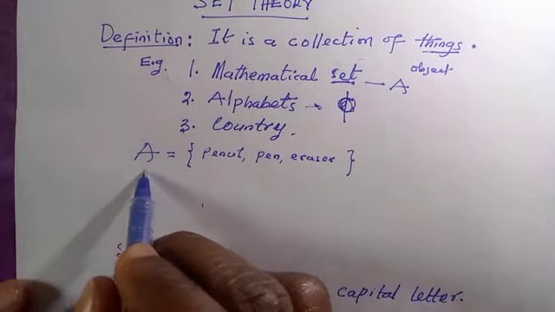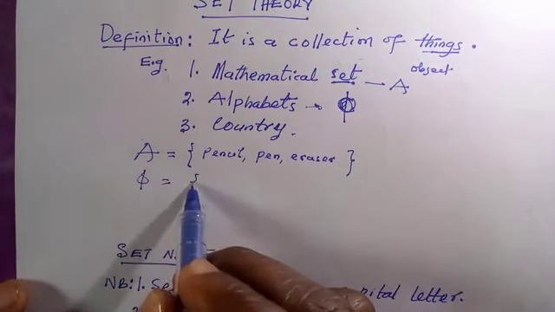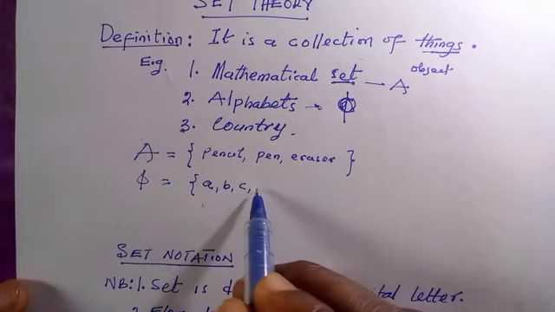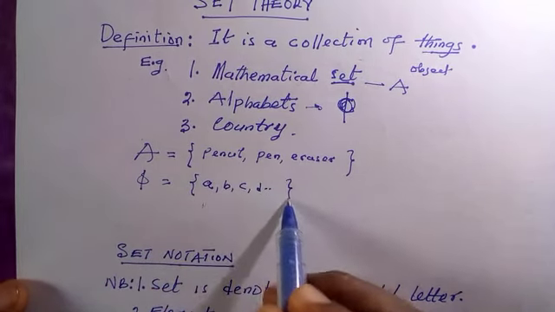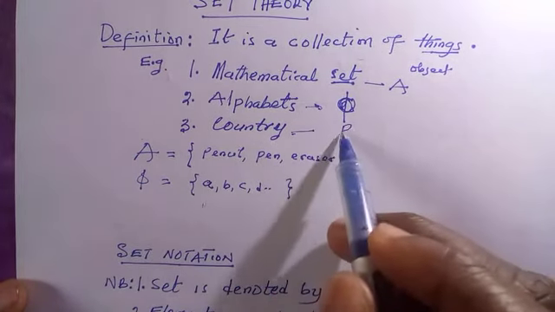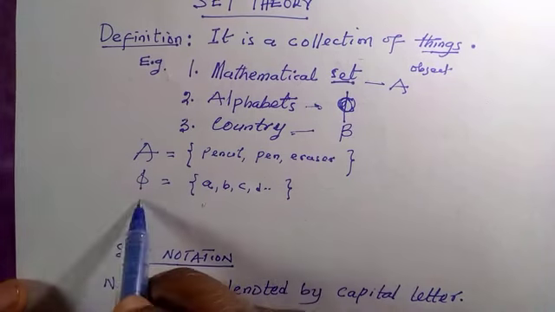And let's see the set of alphabet. If I denote it with phi, what are the alphabets? We have A, B, C, D, and others like that. So these are the set of alphabet, but we cannot be mentioning ABC only, so we can just give it a name, alphabet. All right.